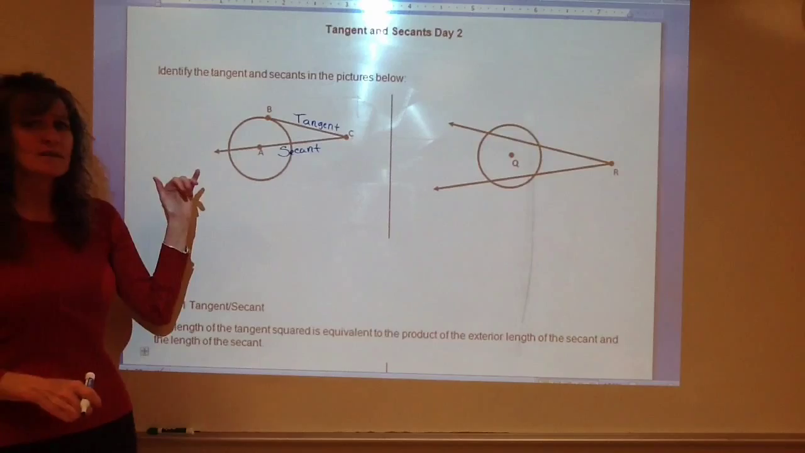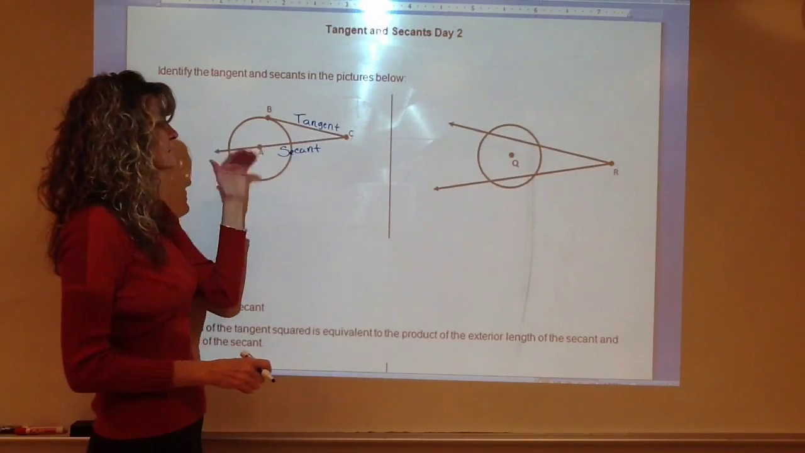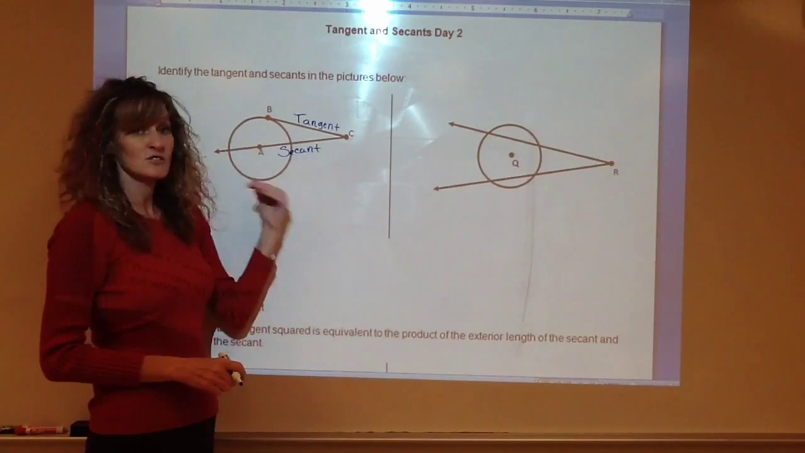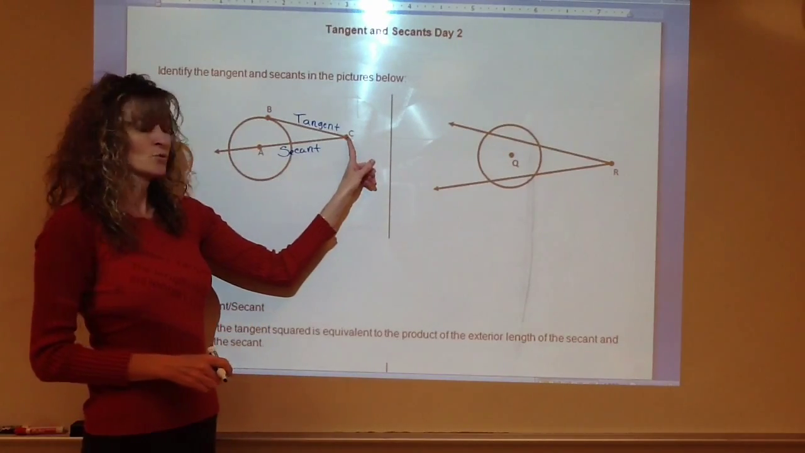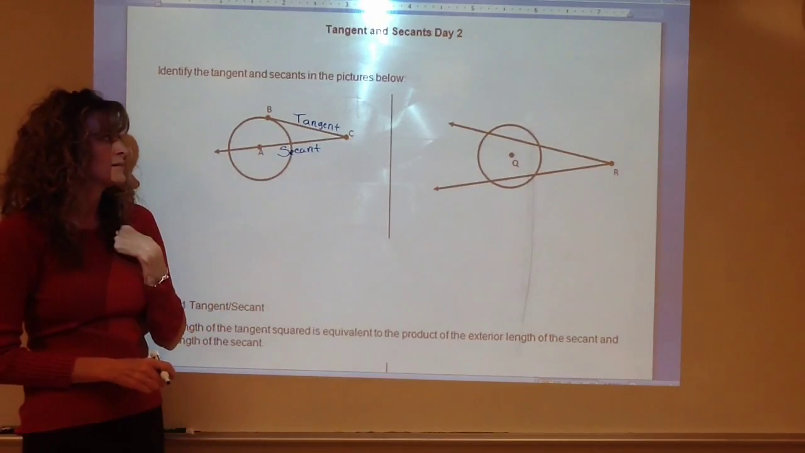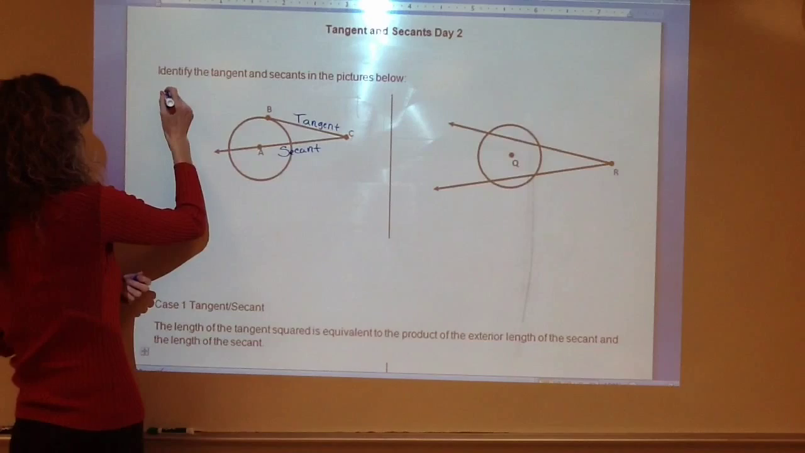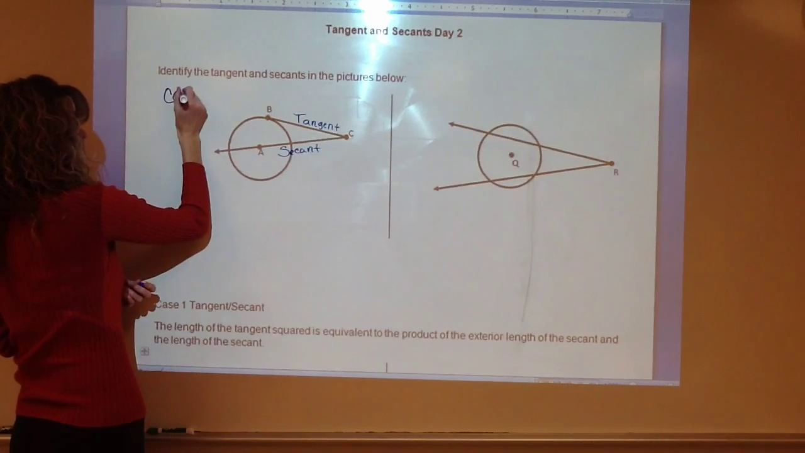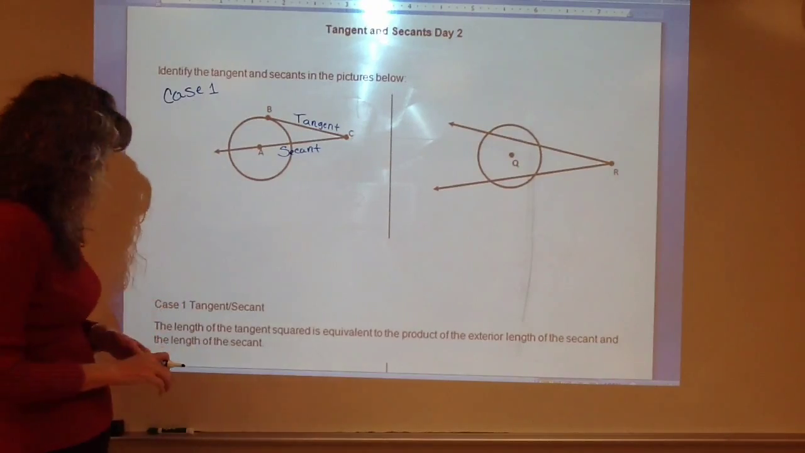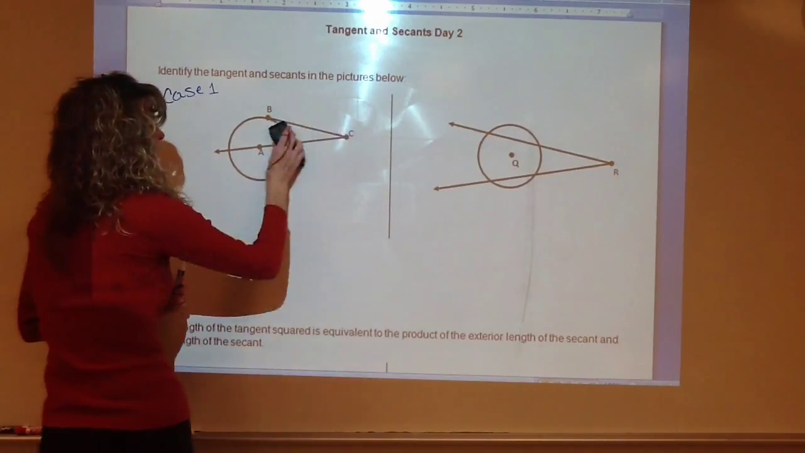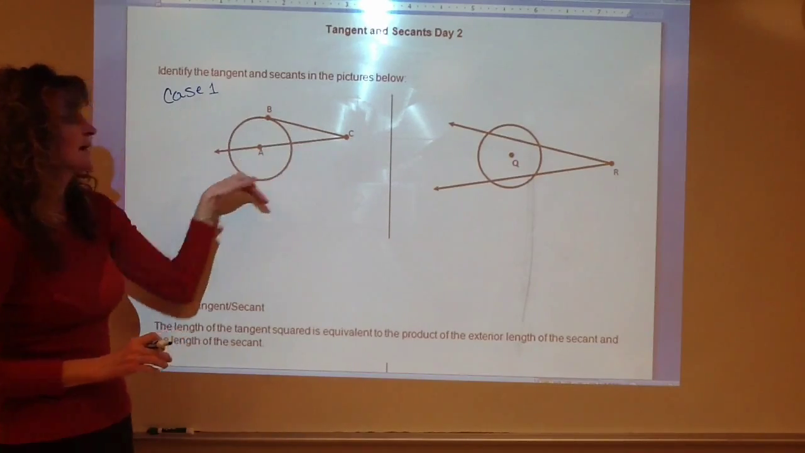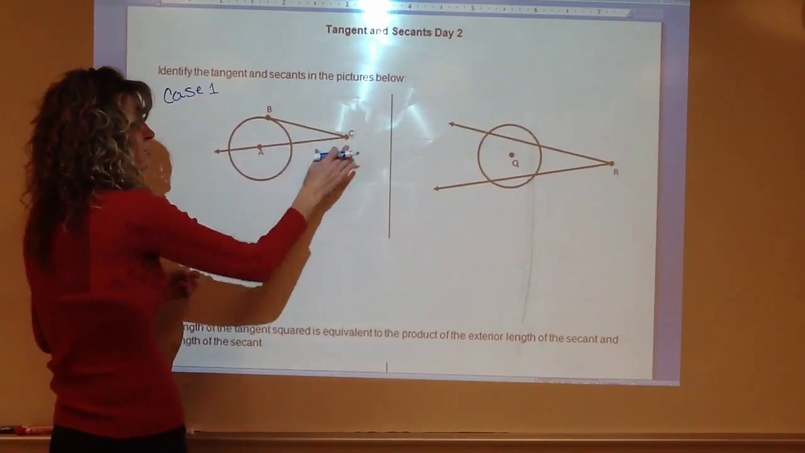So we're going to learn a special relationship between the lengths of this tangent and this secant in a circle when they are adjoined at one exterior point. Exterior means outside. All right, so we'll call this case 1. In case 1, the relationship between the side lengths is going to be determined by a formula.